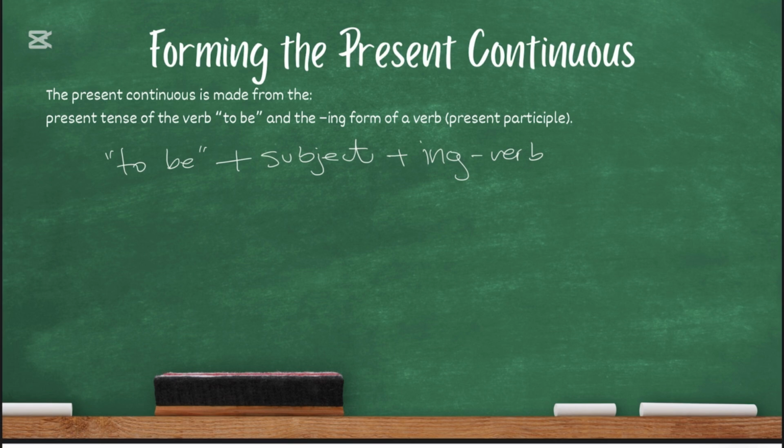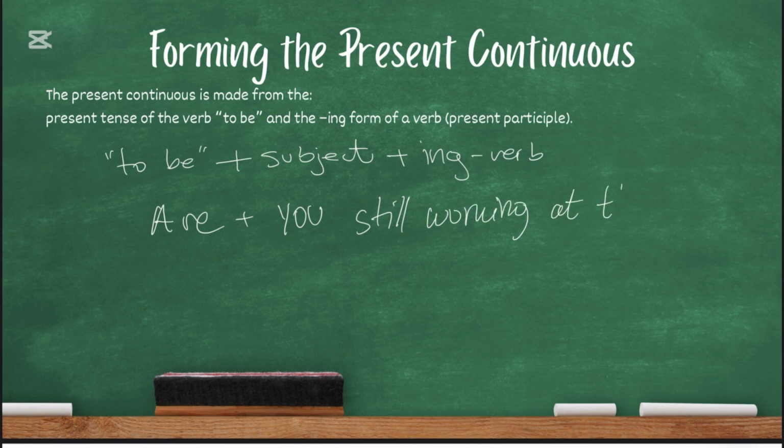Let's take for a subject you. The verb to be, are, you, and a main verb with an ing. Are you still working at the cafe? Are you still working at that cafe, for example?